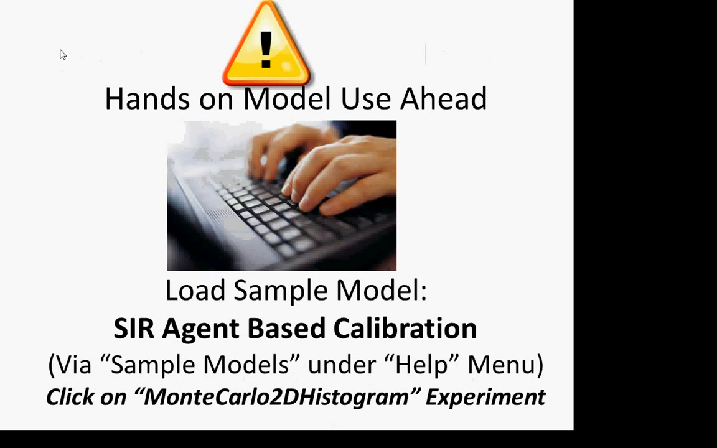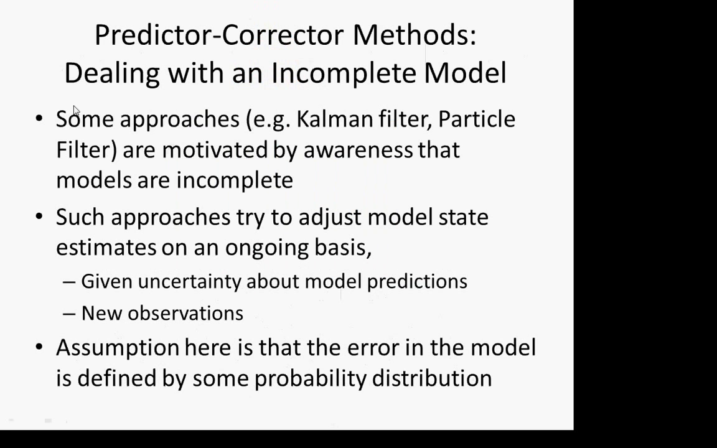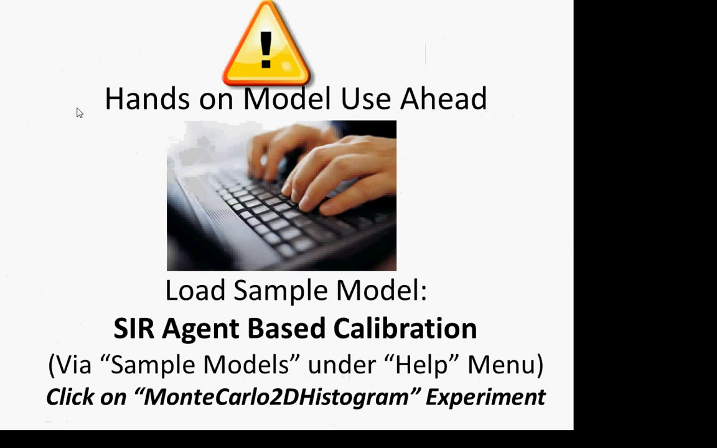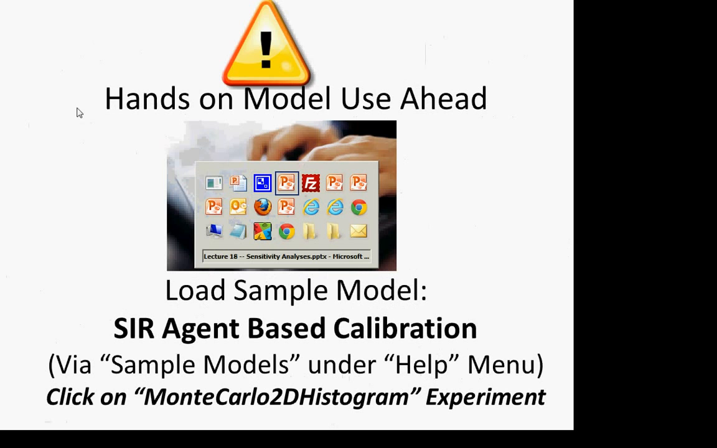It's in the sample models or example models in AnyLogic, SIR Agent Based Calibration. This is the model we saw last time when we were looking at the Monte Carlo 2D histogram and the issues of variability, stochastics, within the model. And I'd like you, once you open it, to click on the Monte Carlo 2D histogram experiment within that model.